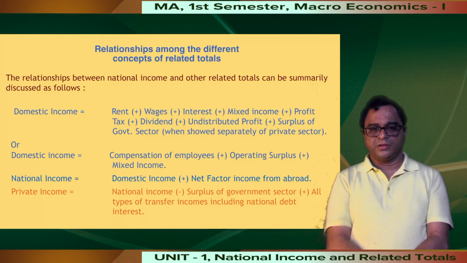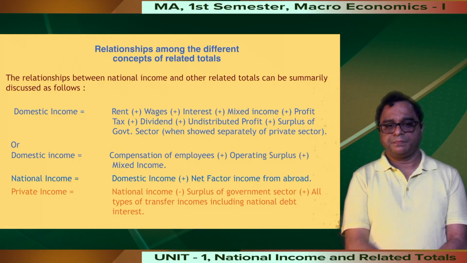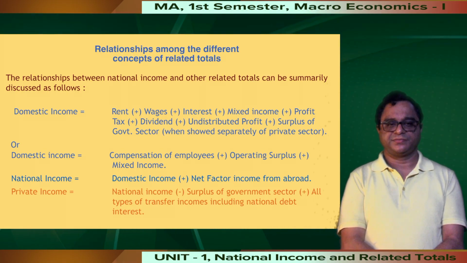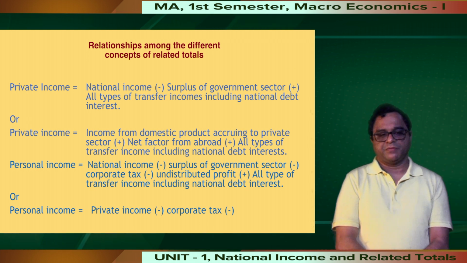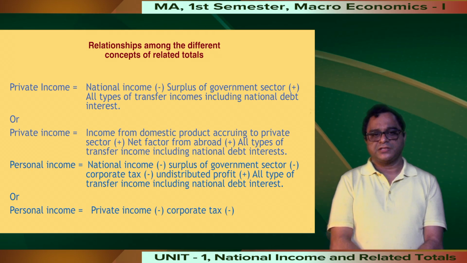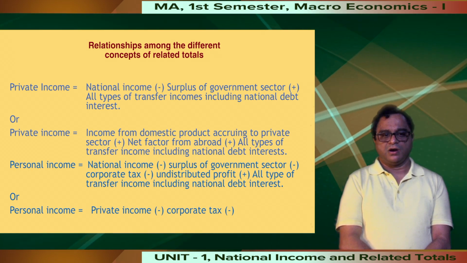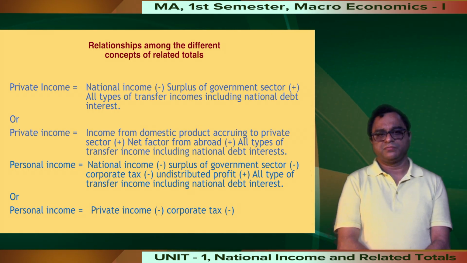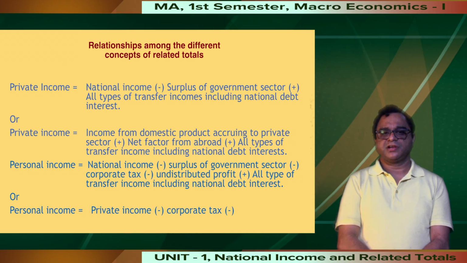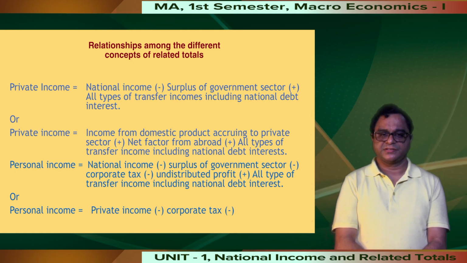Private income is national income minus surplus of government sector plus all types of transfer incomes including national debt interest. Or private income is equal to income from domestic product accruing to private sector plus net factor income from abroad plus all types of transfer income including national debt interest.